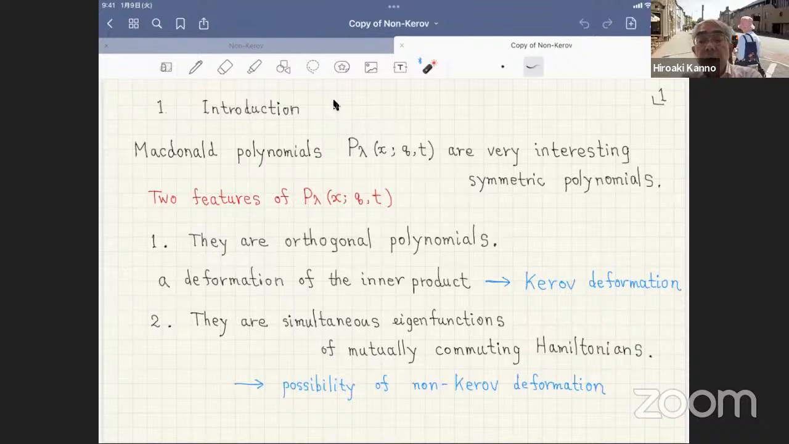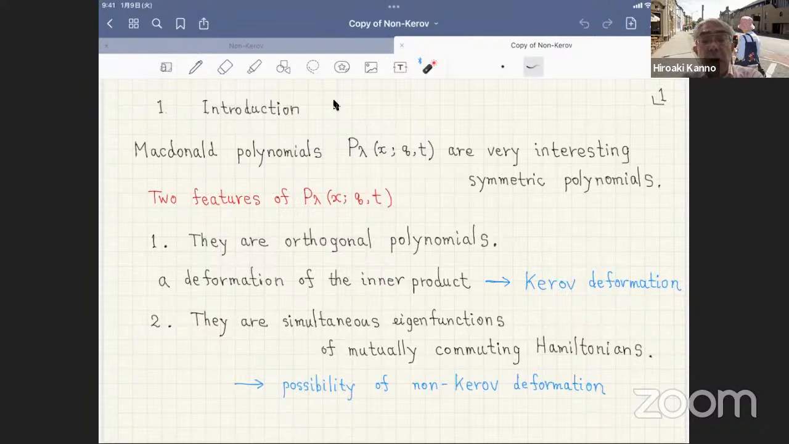My topic is the possibility of deforming Macdonald polynomials. From the first point of view, we can deform the inner product. As I am going to tell you, this leads to a possibility of Kerov deformation. On the other hand, the second point of view leads to another possibility, which I call non-Kerov deformation. The reason I will tell you later.